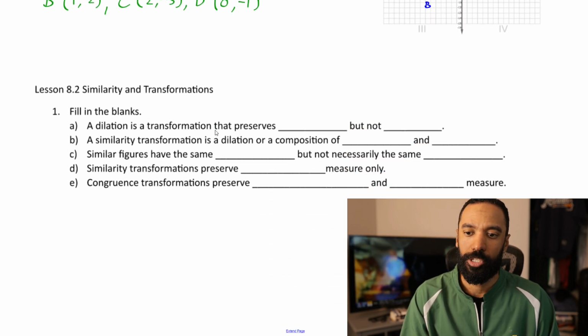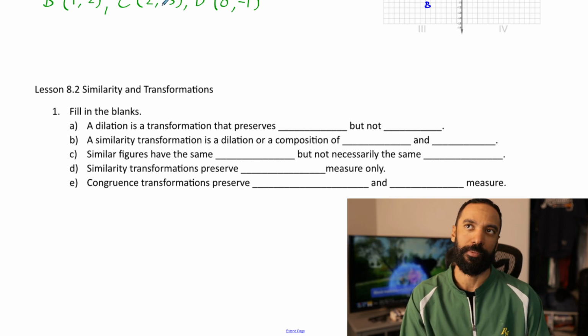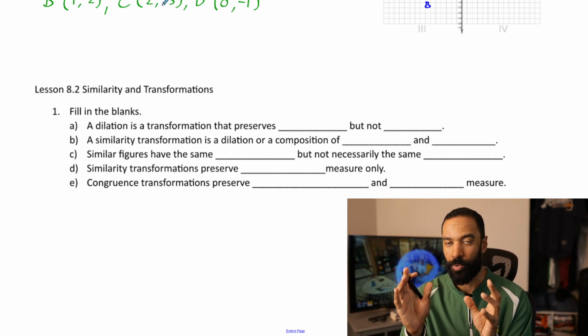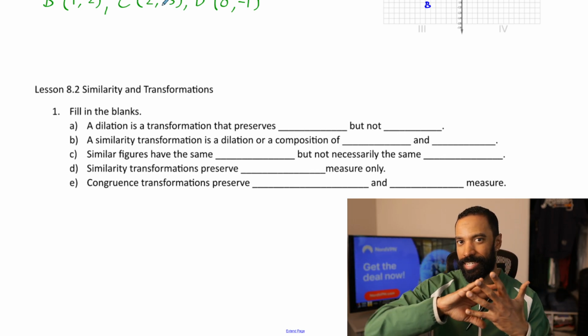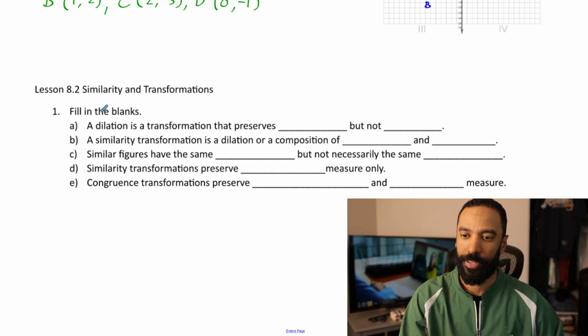All right, let's move forward. Lesson 8.2, similarity and transformations. This is where we start to maybe show that if we do this kind of thing, you'll be given 2 objects. If you do this reflection and this rotation and move it over here and then dilate it, then you can get the same object out so you know what corresponds. Let's fill in these blanks here.